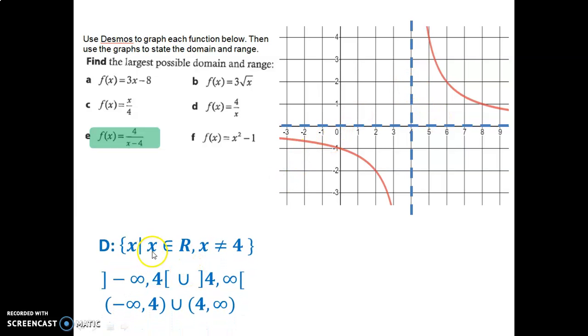Well, the domain is x can be any real number. So x, again, the function exists everywhere, except the function doesn't exist where this hole is at x equals 4. So last time the hole was at x equals 0. Now it's at x equals 4. So x can be any real number, except x cannot be 4. So that is the one exception.